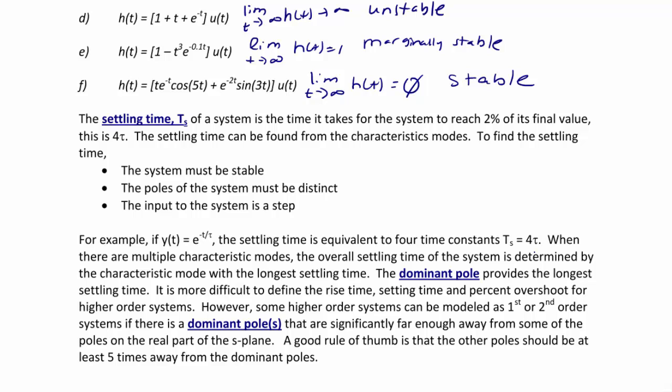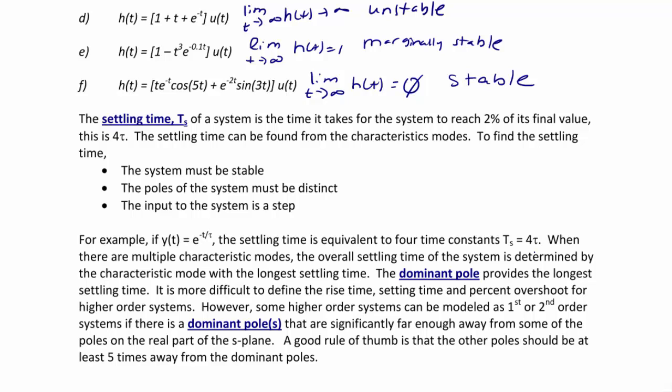For example, if y(t) is equal to e^(-2t), then the settling time is equivalent to 4 time constants, Ts equals 4 tau. When there are multiple characteristic modes, the overall settling time of the system is determined by the characteristic mode with the longest settling time. The dominant pole provides the longest settling time.